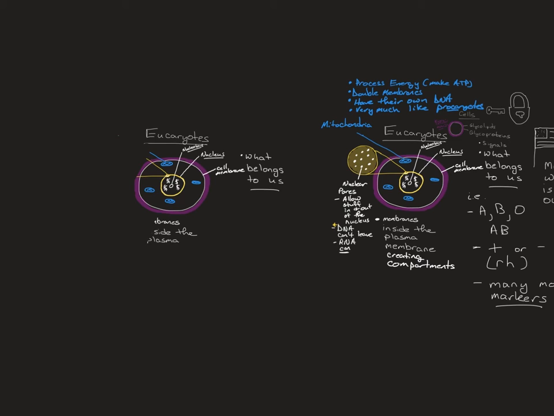So a lot of this stuff is still there. Is that clear? I'm not getting rid of that. The cell membrane's still there. I'm actually going to go ahead and leave the lines. It is a eukaryote, though. It just has something else, some other things that the other eukaryote doesn't have.